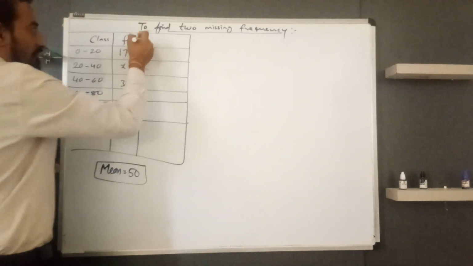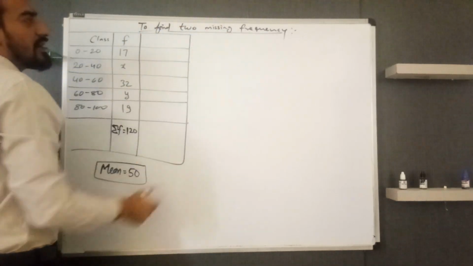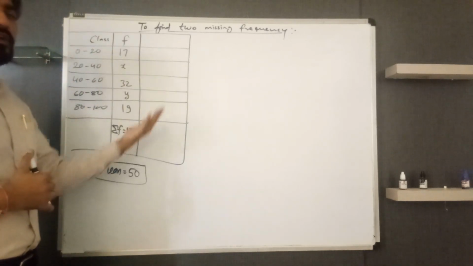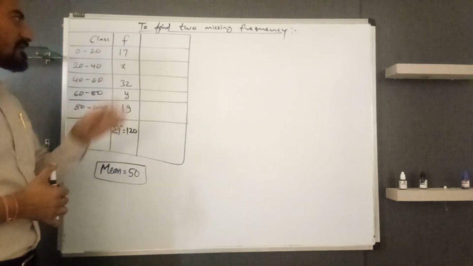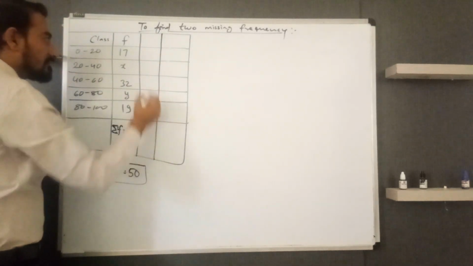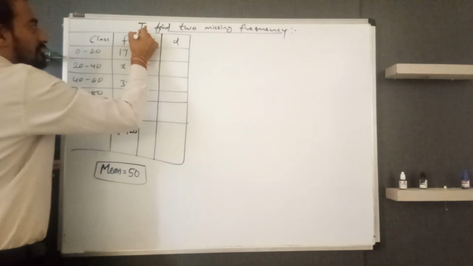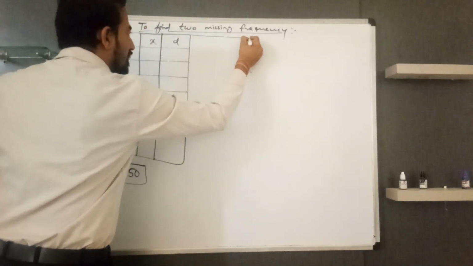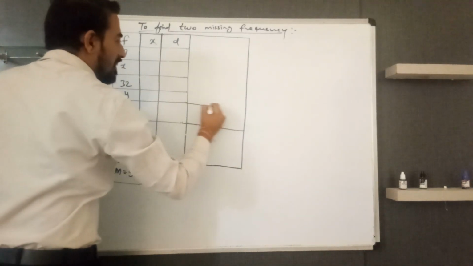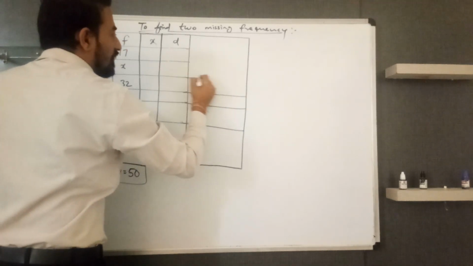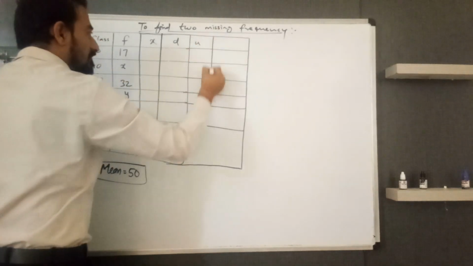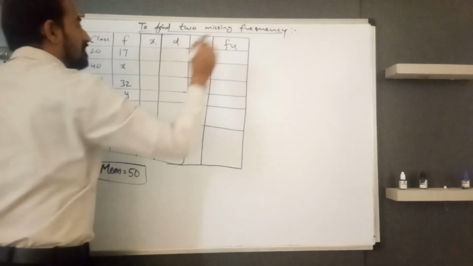So here, we shall follow the step deviation method, because if we follow the direct method then it will be tough. So first we need x, then we need d, then what do we need? Just think about it. After d we need u, and then what do we need? fu. Just try to understand.